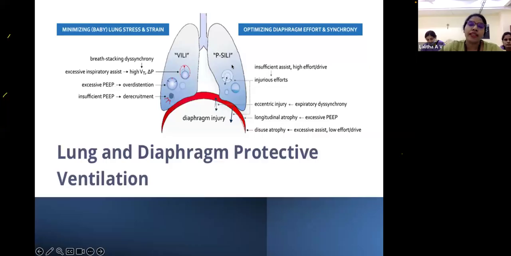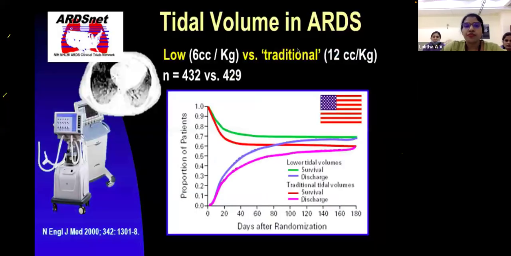Suppose you ventilate them very late, or you do mechanical ventilation in the late stage of disease. That also can be injurious to such patients, where they can have eccentric injury, longitudinal atrophy, and the diaphragm can get a diffuse atrophy because of excessive assist, or if you ventilate them with a low effort drive. So you have to have a tight balance to give LPV, lung protective strategy, not only LPV, but lung and diaphragm protective strategies, and optimize the diaphragmatic effort and synchrony and avoid VILI.